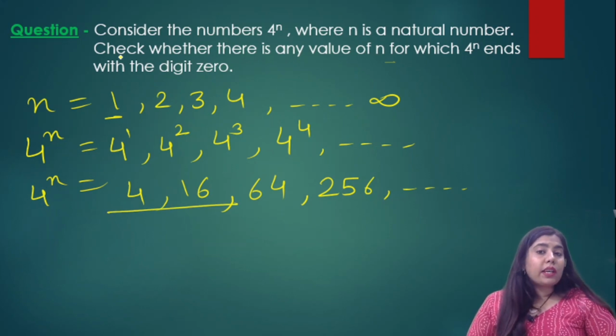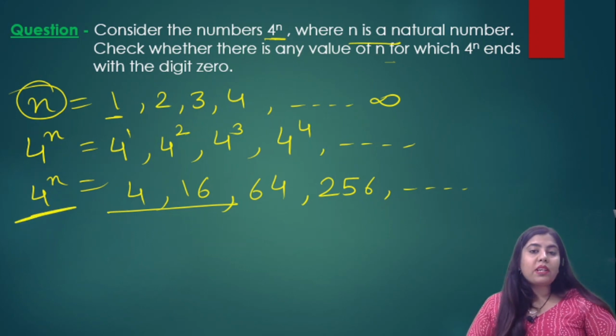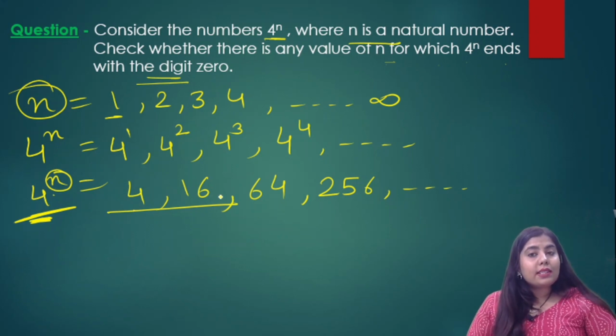Now see the question again. This is the first sentence. We have to consider the numbers 4 raised to the power n, where n is a natural number. So for n as natural numbers, we get the values of 4 raised to the power n. Now check whether there is any value of n for which 4 raised to the power n ends with the digit 0. We have to check, is there any value of n for which we get 4 raised to the power n with the unit digit 0?